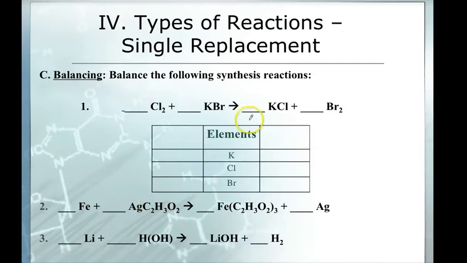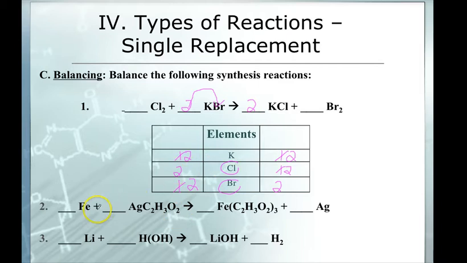So we have, let's see, 1 K and 2 Cl's and 1 bromine. On this side we have a K, a Cl, 2 bromines. Well, let's see. So the chlorines and the bromines are not balanced. Doesn't matter where we start. Let's do the chlorines. If we put a 2 here, that'll now give me 2 chlorines, but it also now gives me 2 Ks. So I simply have to put a 2 here. That gives me 2 Ks. It also now gives me 2 bromines, which I needed to begin with. So it's now a balanced equation.